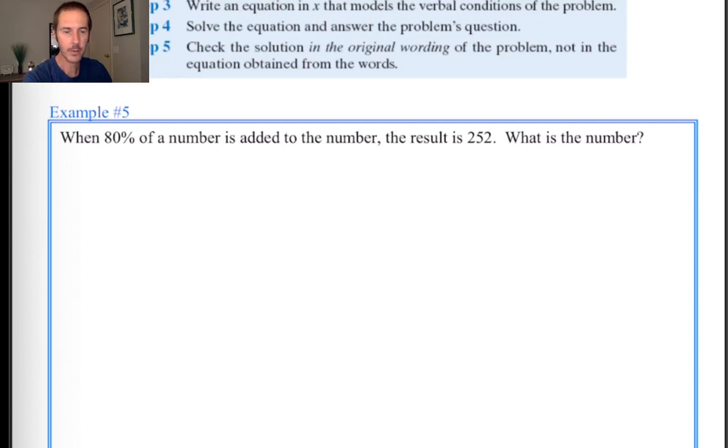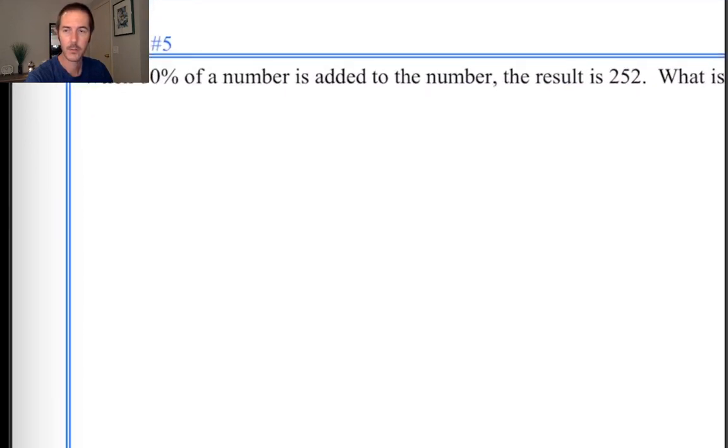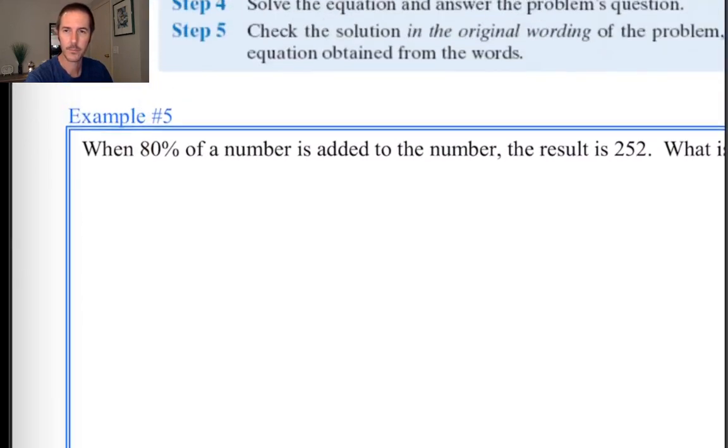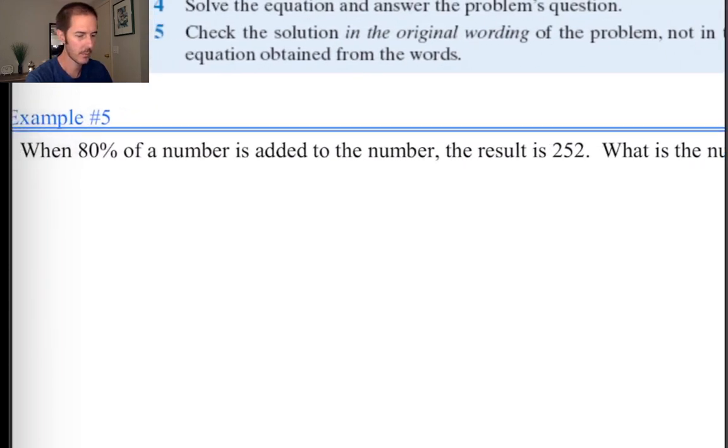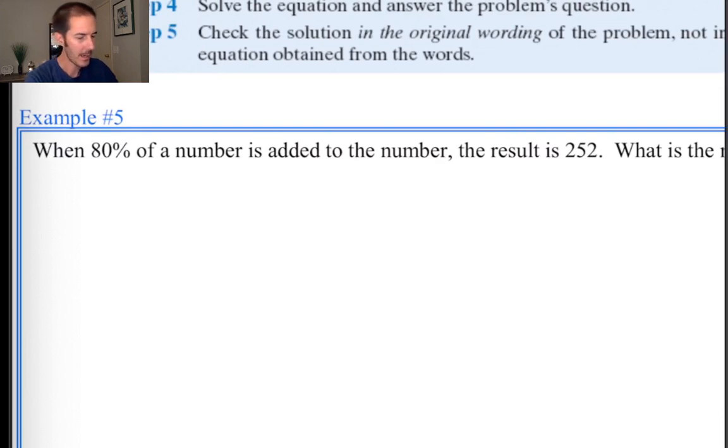When 80% of a number, how do you get 80% of a number? 80% as a decimal is 0.80. Of is multiplication.